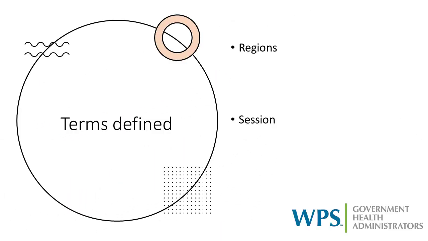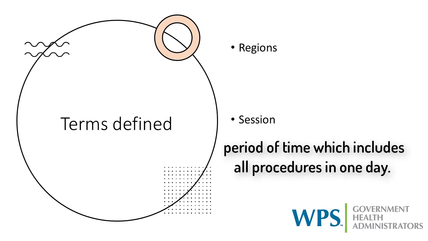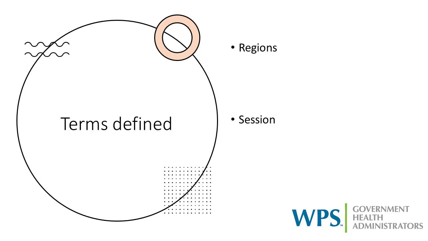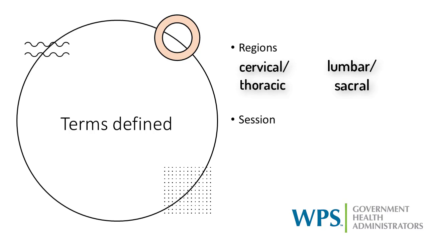First, let's define some key terms used in this LCD. Medicare defines a treatment session as a time period which includes all procedures performed during one day. Next, regions in the policy are divided into 2. The cervical thoracic region and the lumbar sacral region. These are then divided into a left and a right side.